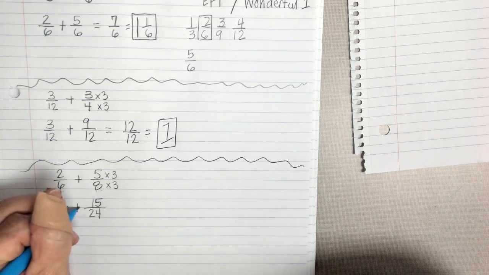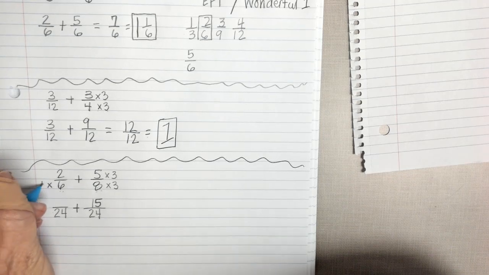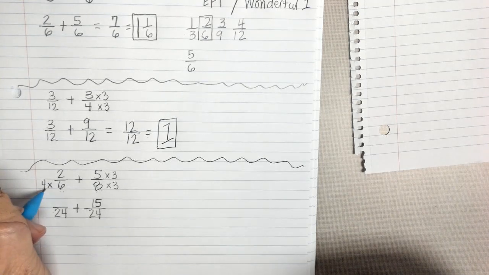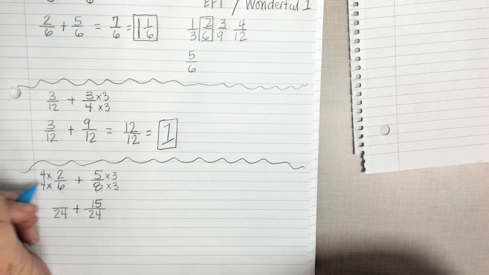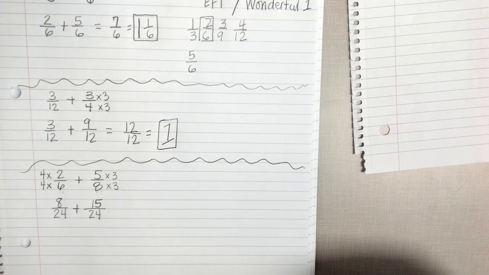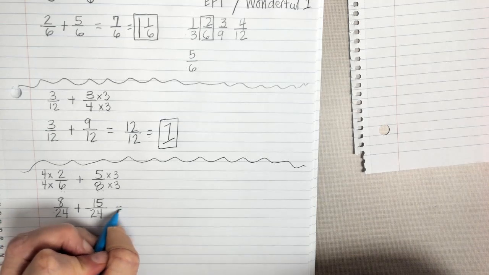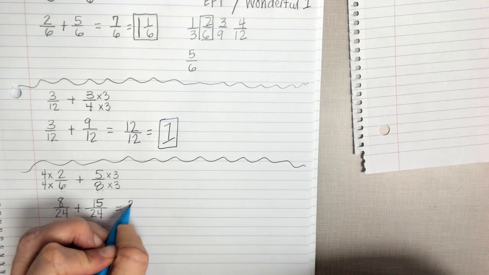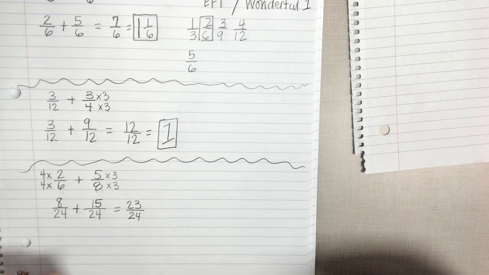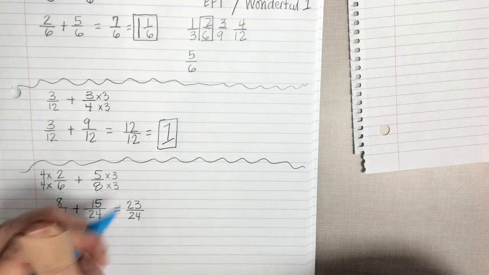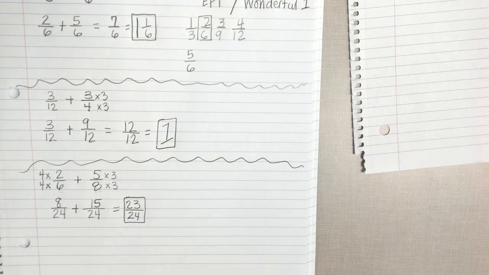I'm going to go over here to 2/6. How many groups of 6 will get me to 24? 4. If I multiply the denominator by 4, I must multiply the numerator by 4. That gives me a new fraction name of 8/24. Now that I have common denominators, I'm going to add the 2 together. So 8 plus 15 is 23. And our denominator stays the same. And looky there. We have consecutive numbers, so we know that this answer cannot be simplified anymore. That is our final answer.